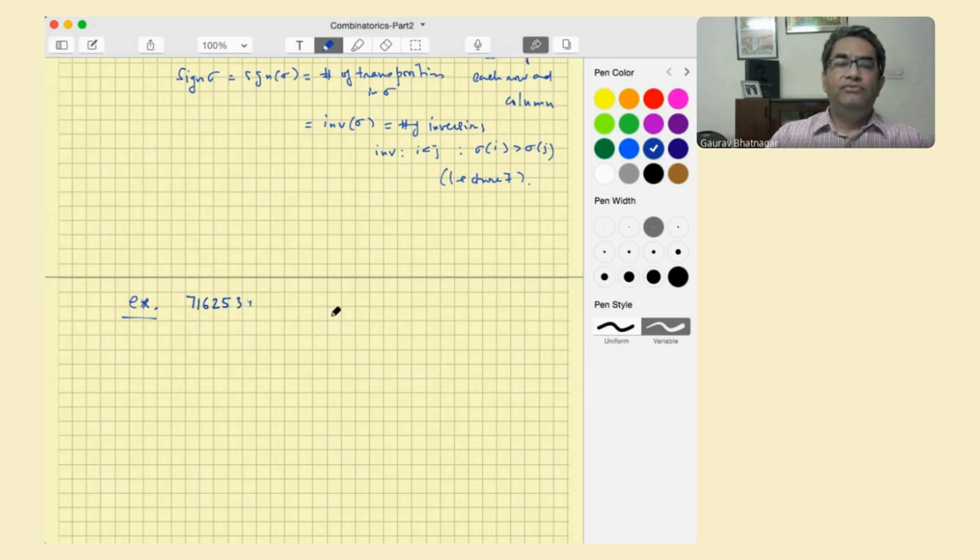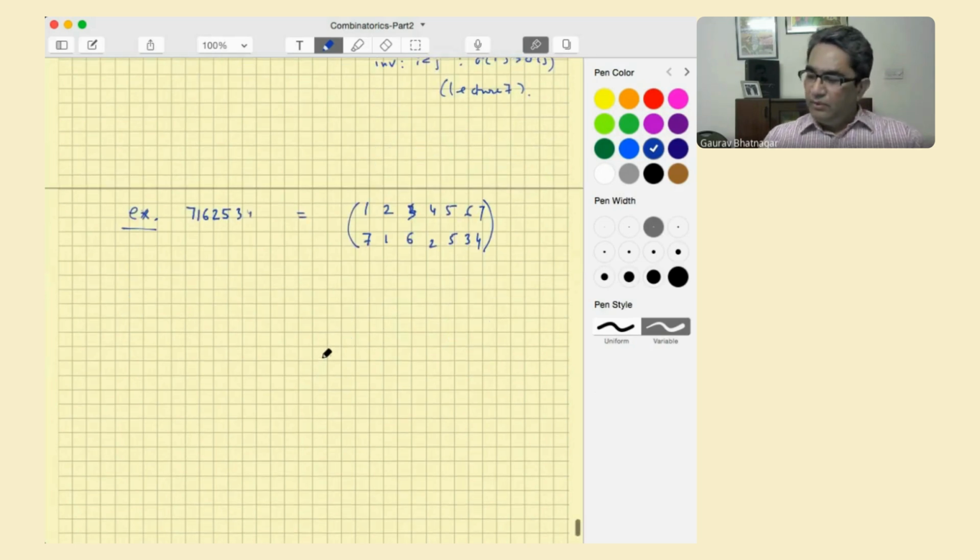7162534. So this is the one-line notation of the permutation, and what this means is 1 goes to 7, 2 goes to 1, 3 goes to 6, 4 goes to 2, 5 goes to 5, 6 goes to 3, 7 goes to 4. Okay, so let's count the inversions.